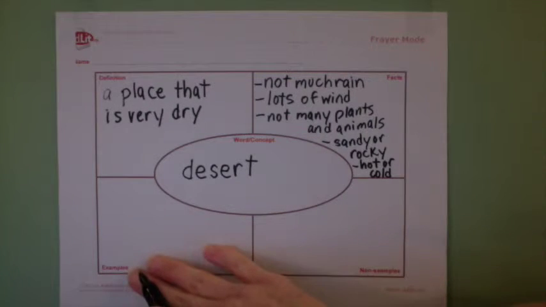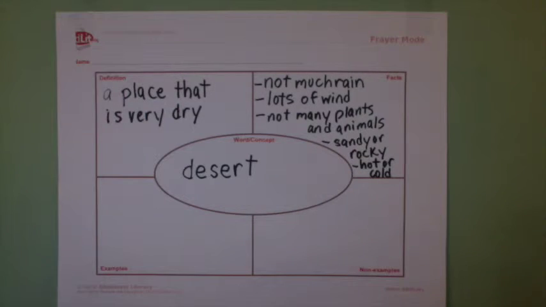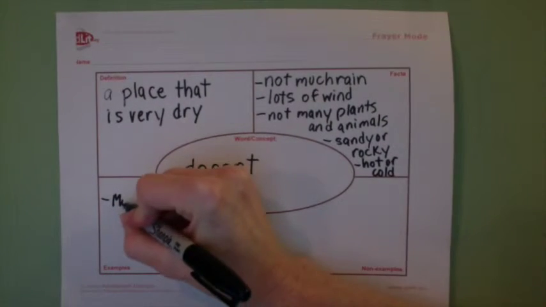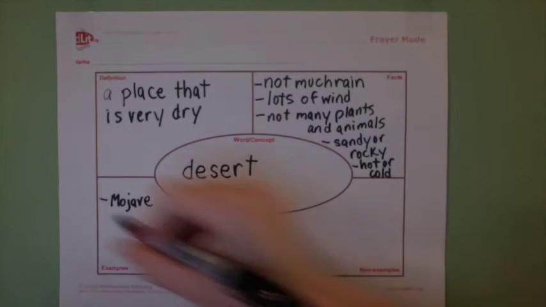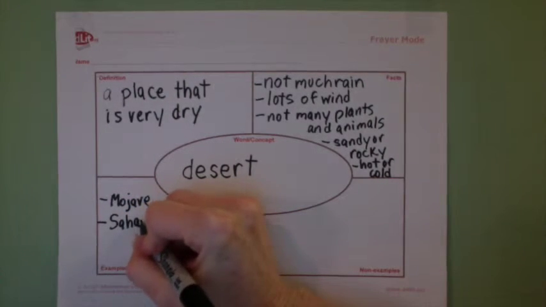Now let's look at the examples. Can we think of a specific desert? The book mentioned several. We might go back to that page and look at the maps and find the Mojave Desert, or one of a very large desert called the Sahara Desert in Africa.